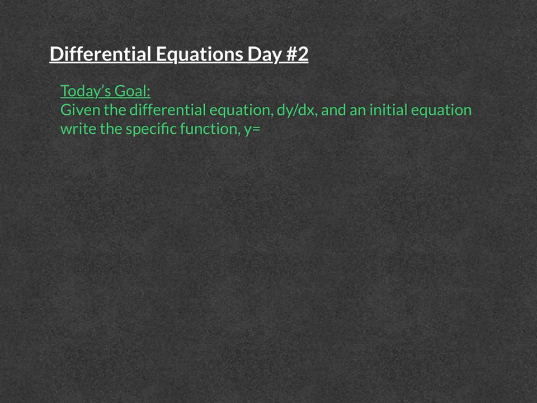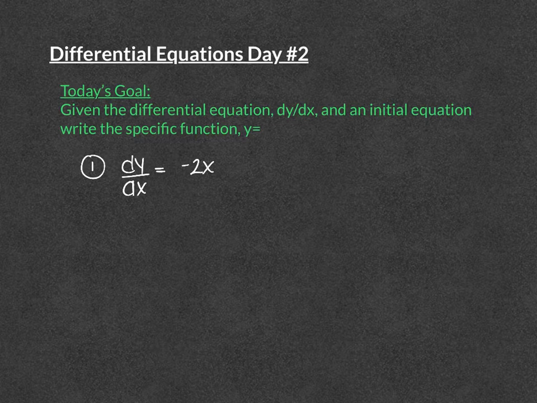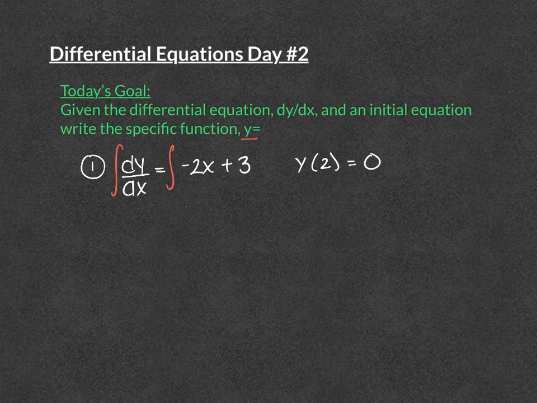So let's look at an example. Example number 1. The given information is dy/dx is equal to negative 2x plus 3, and the initial condition is that y of 2 is equal to 0. Just like we did yesterday, we're going to first find the function y equals. So let's take the antiderivative, or integrate both sides.